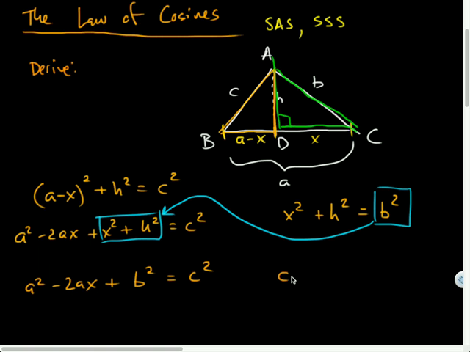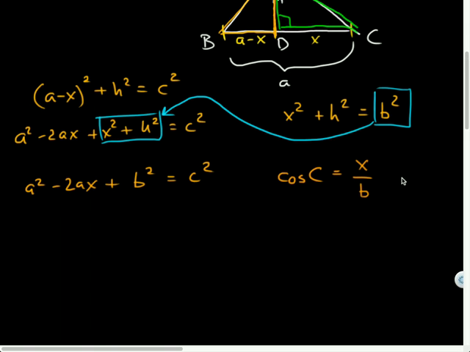Whew. So cosine of angle C is equal to what over what? X over b. So that means if I wanted to solve this equation for x, what would I do to solve for x? Multiply by b, right? And I would get x is equal to b times cosine of C. So I can now replace x anytime I want with b cosine of C.